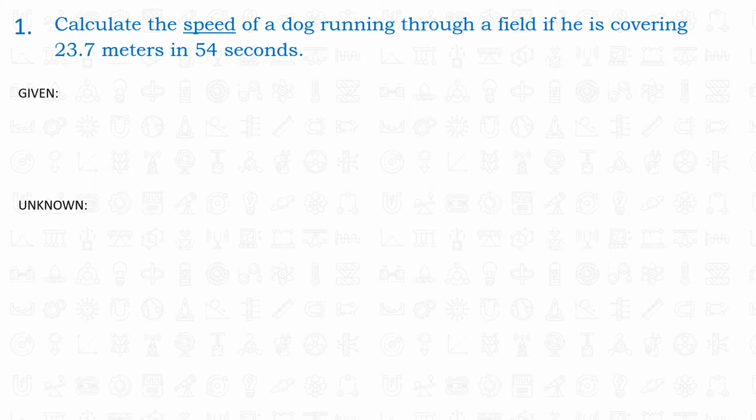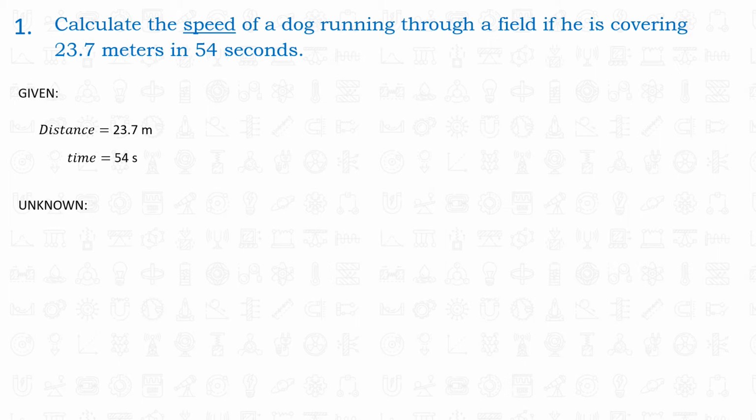So calculate the speed, and that's what we're looking for. But what is given to us? It says 23.7 meters in 54 seconds. The distance is given to us. We can tell that by meters. We know that meters is a length, and that's a distance. And 54 seconds is a time. So both of these things were given to us.